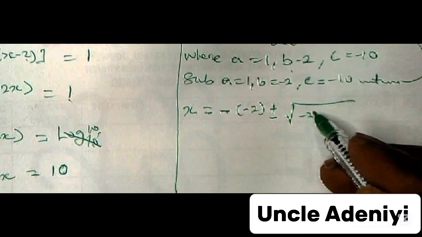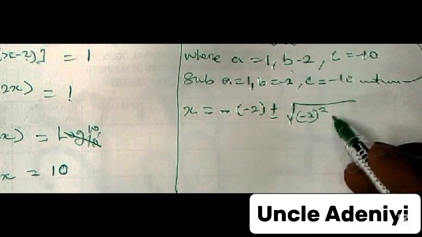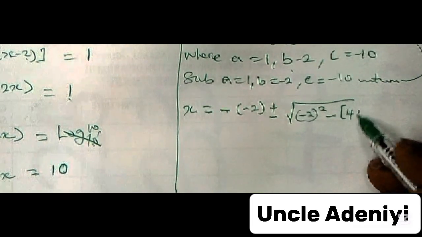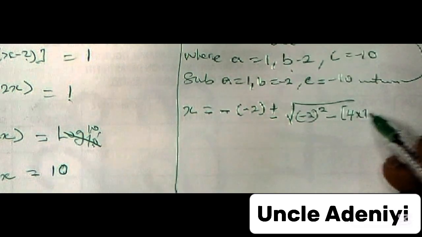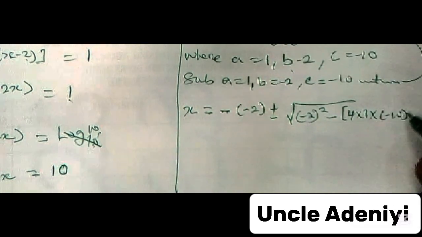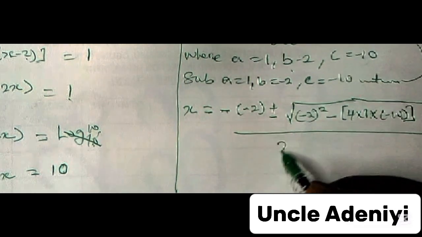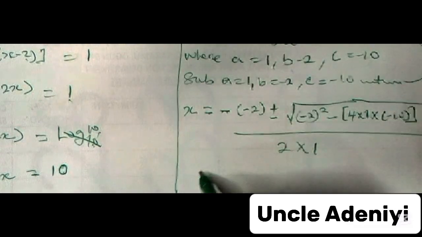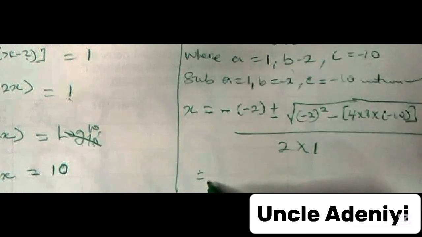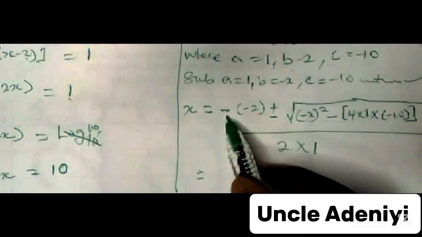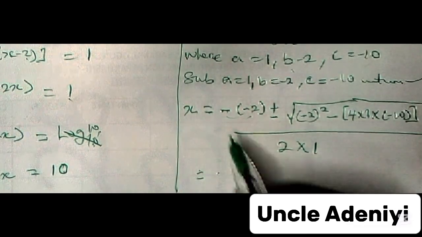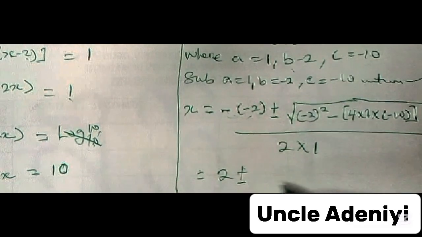That will be minus 2 squared, right? Minus 4 times, what is a? 1 times c. What is c? Minus 10, right? Close the bracket. Then all over what? 2 times, what is a? A is 1. Do you understand now? So minus times minus will give what? Plus. So 1 times 2 will give what? 2. Plus or minus, right?